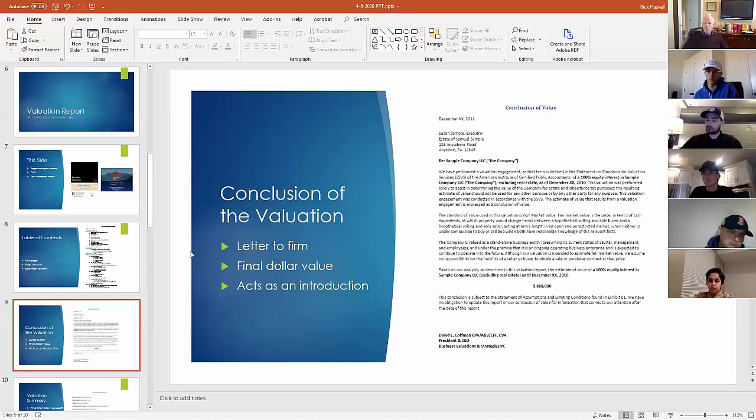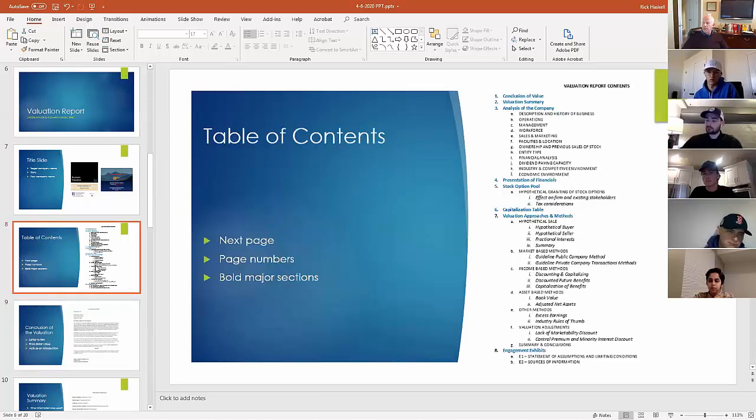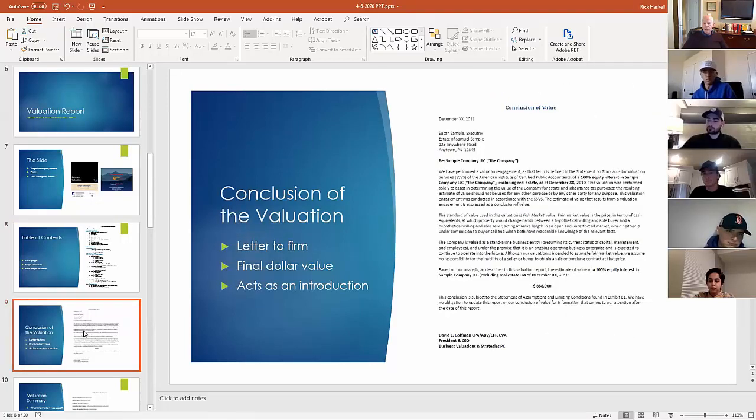So the very first thing we see after the table of contents is this conclusion of value, and it's a letter that is telling the client, here's who we are, what we did, the value we ascribed to your company, and the date that value was assessed as of. And we've signed it as these eminently credible professional valuation analysts. So you're going to create this letter, okay?